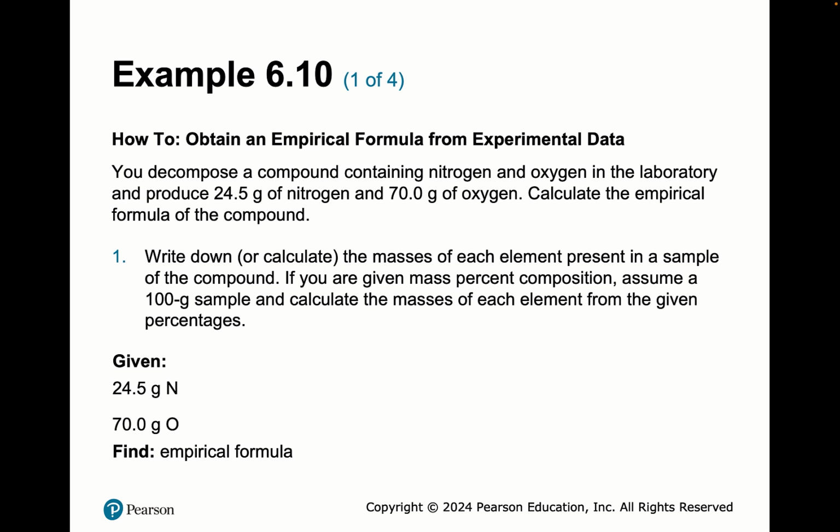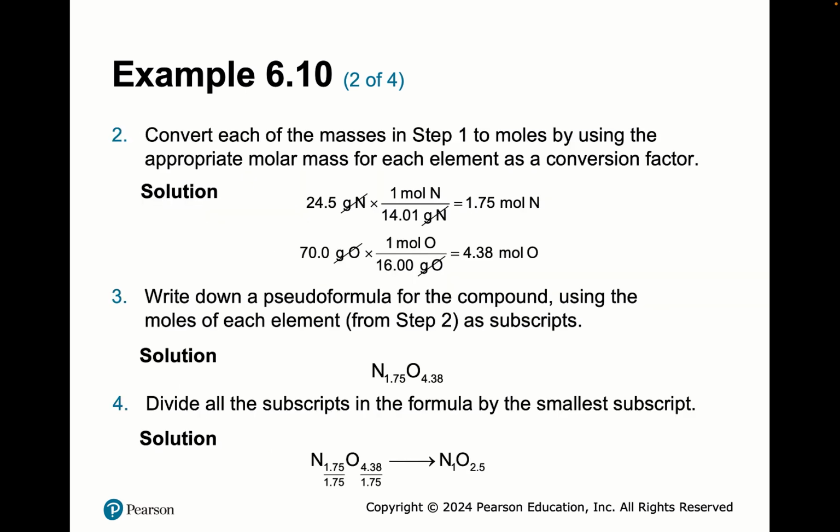How do you obtain an empirical formula from experimental data? You decompose a compound in the laboratory, and you get 24.5 grams of nitrogen and 70 grams of oxygen. What is the empirical formula? What I really want you to think of is moles, moles, moles. When you see a mass of something, just convert it to moles. We get 1.75 moles of nitrogen and 4.38 moles of oxygen. Now we divide by the lowest number, 1.75. Dividing both by 1.75, we get 1 nitrogen to 2.5 oxygens.